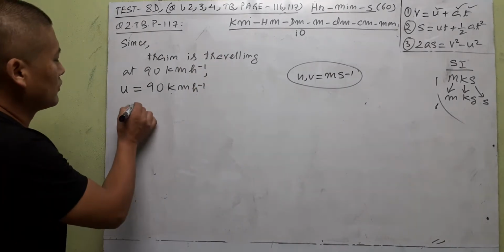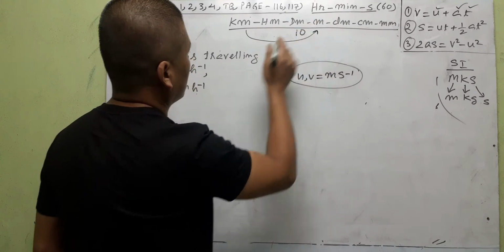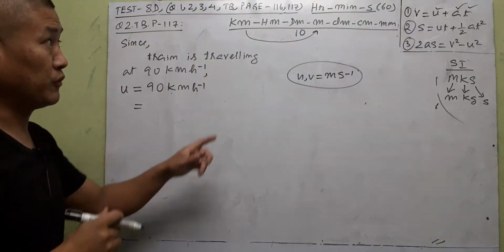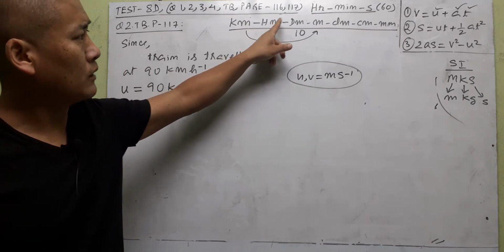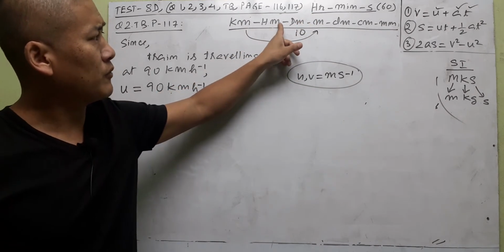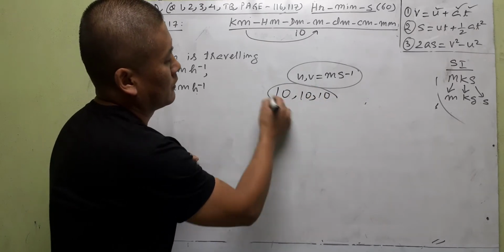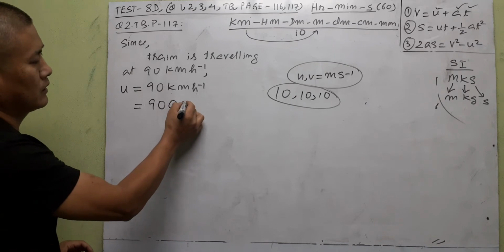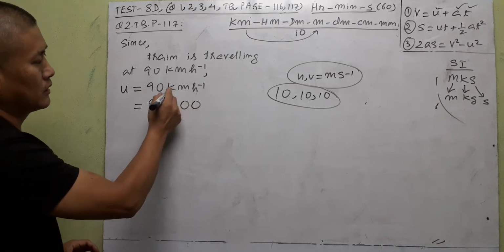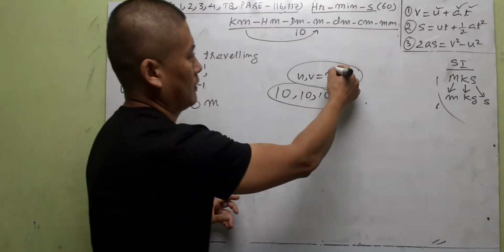So we are going to change this kilometer to meter. In order to do that, excluding the first count, we have to count from the second: 1, 2, 3, meaning each movement is 10. So 10, 10, 10. That means this 90 has to be multiplied by 3 zeros. Then this kilometer will disappear and meter will come in. So now this is okay.